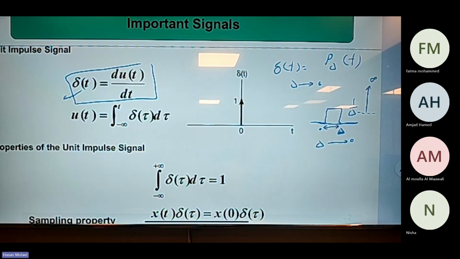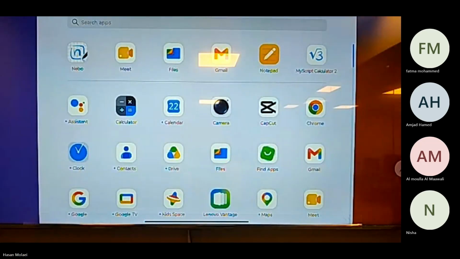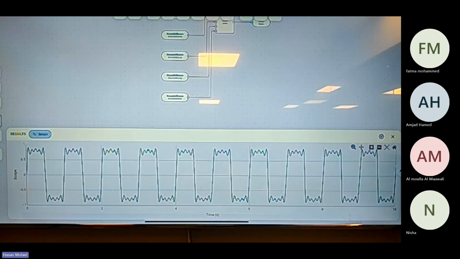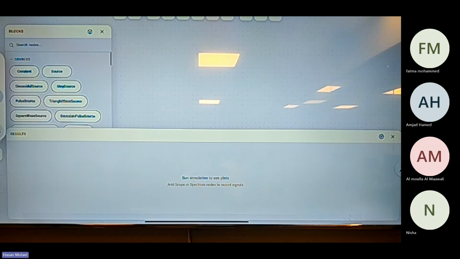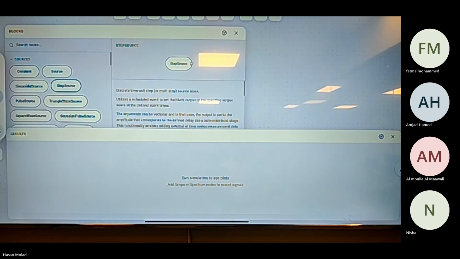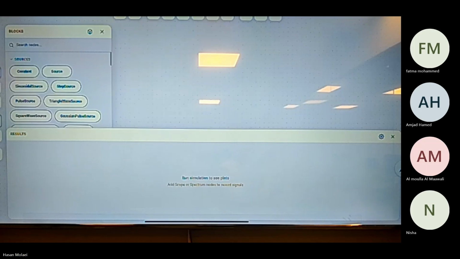How can we make a delta with a unit step? How can I make a delta with a unit step? Suppose I want one unit step. What should I do to find the delta?